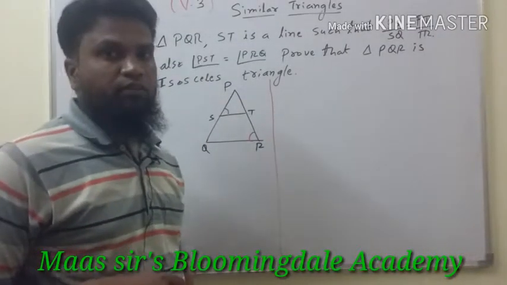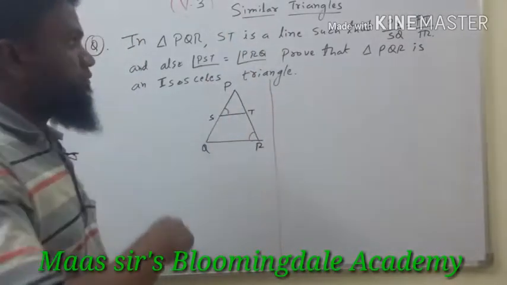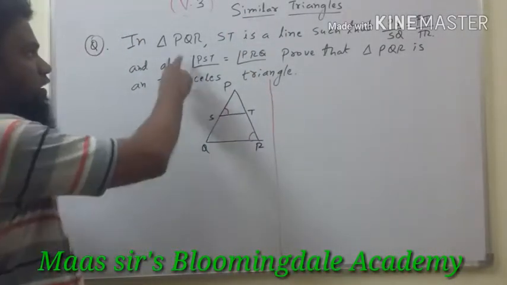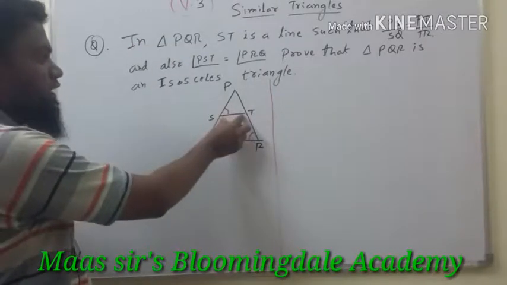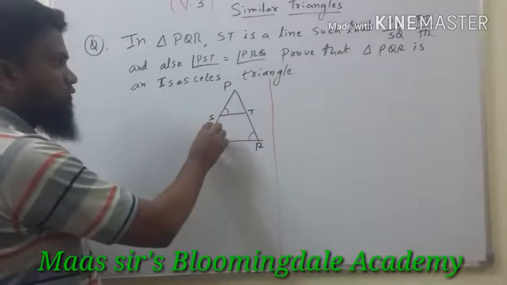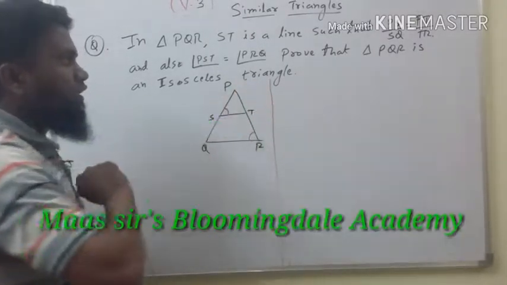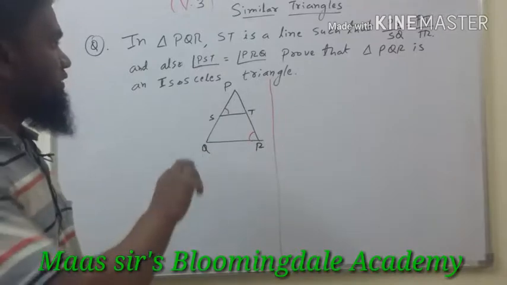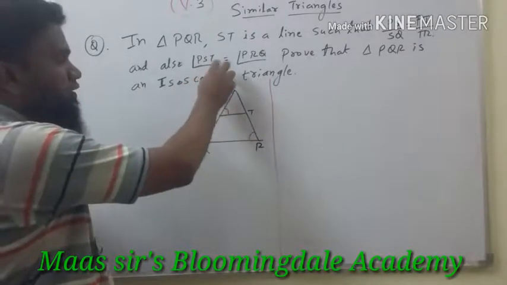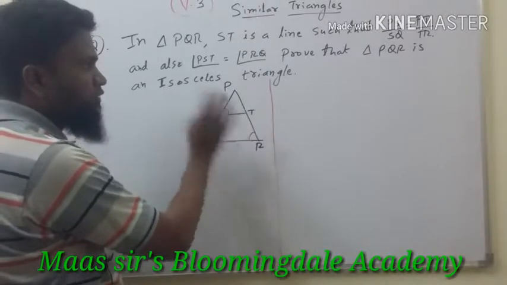Welcome students. Today we are going to do one problem related to similar triangles. The problem is: given a triangle PQR, ST is a line such that PS by SQ is equal to PT by TR, and also it is given that angle PST is equal to angle PRQ. This angle is equal to this angle.